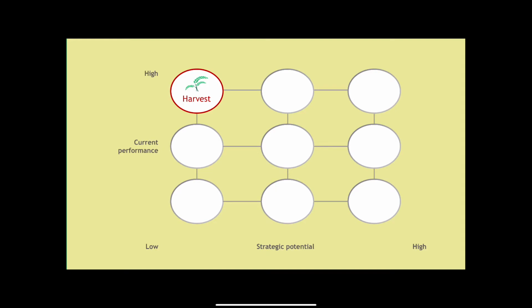So harvest. Harvest is a situation where we are working with a supplier that has excellent performance. So we are very happy with the supplier in terms of reliability, we are very happy with the supplier in terms of cost, and we are very happy with the supplier in terms of quality. At the same time, the supplier has very limited strategic potential. So what do we do with the supplier? We just keep on doing business as usual. So there's no need to change anything in this type of relationship.